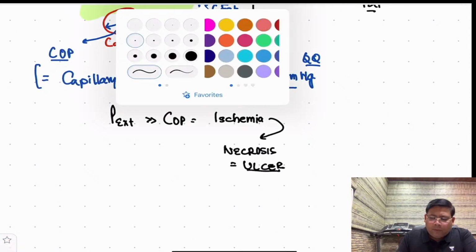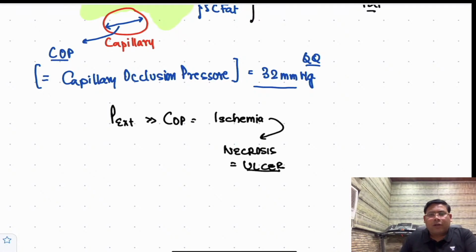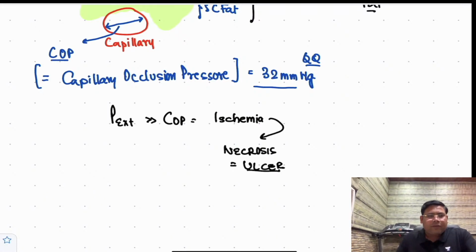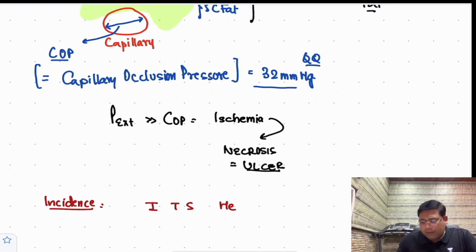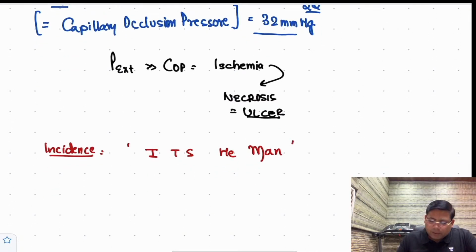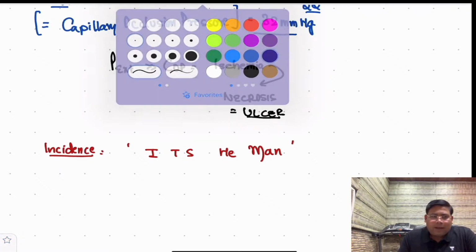Now you people will tell me what is the order, what is the most common site where we have this pressure induced necrosis. So what is the order of incidence? Tell me the order, the most common site. I always use a mnemonic in my classes, and I tell it to my students also, that there is a mnemonic which is known as "it's he man". This is my own mnemonic, I have made it.